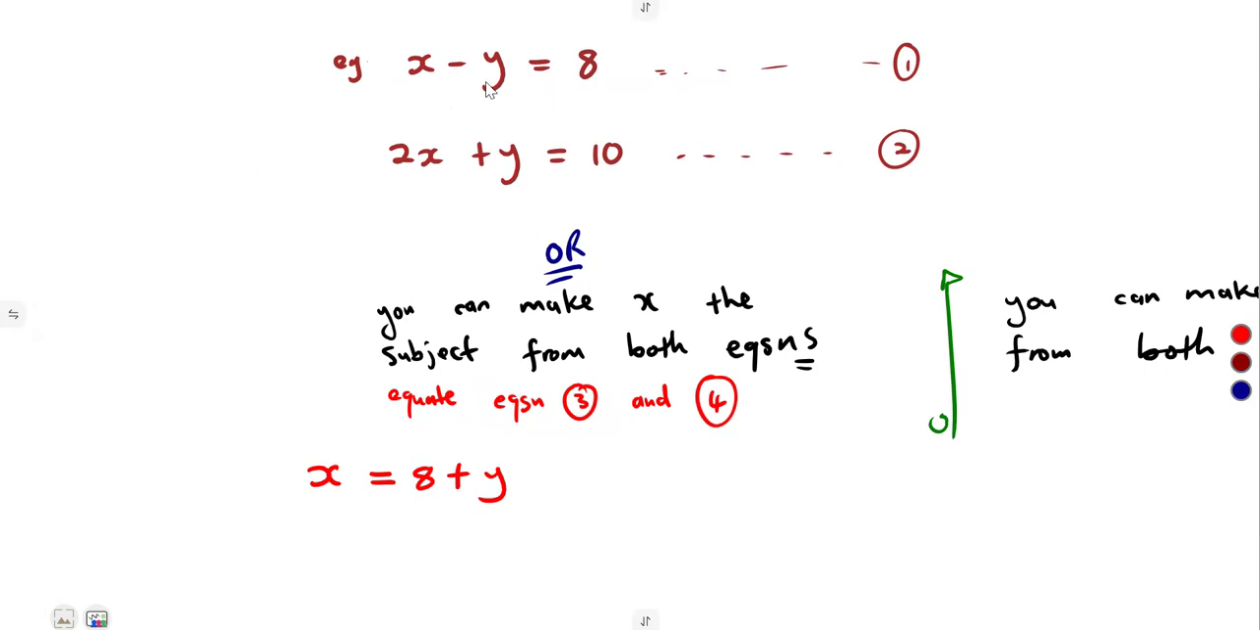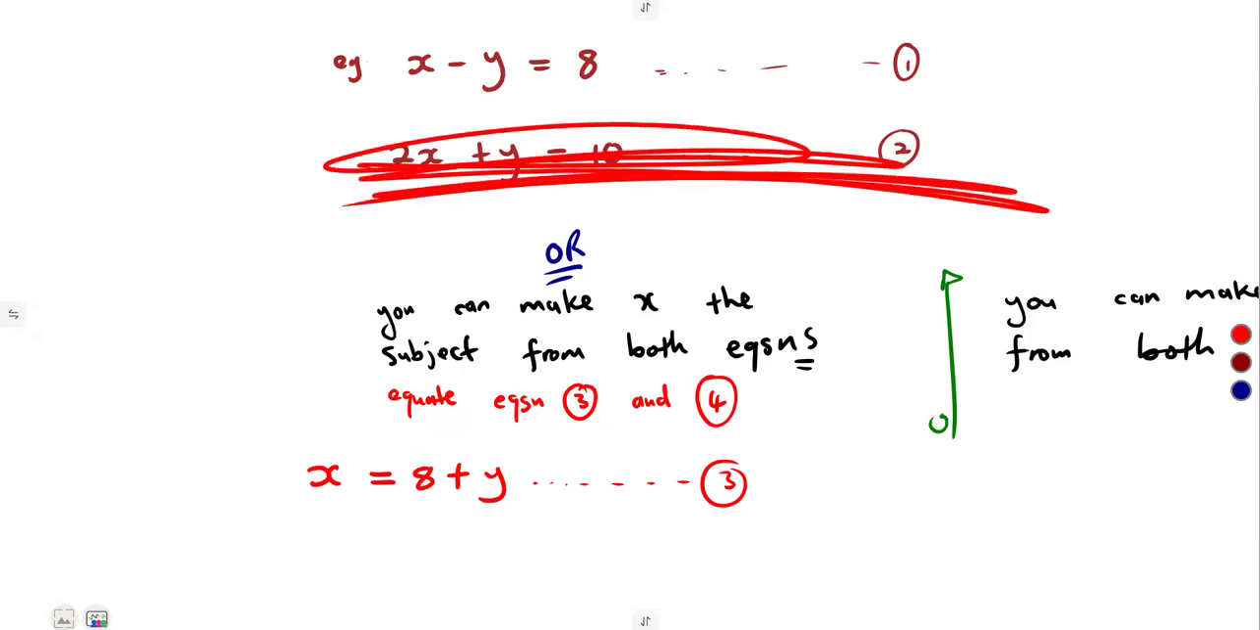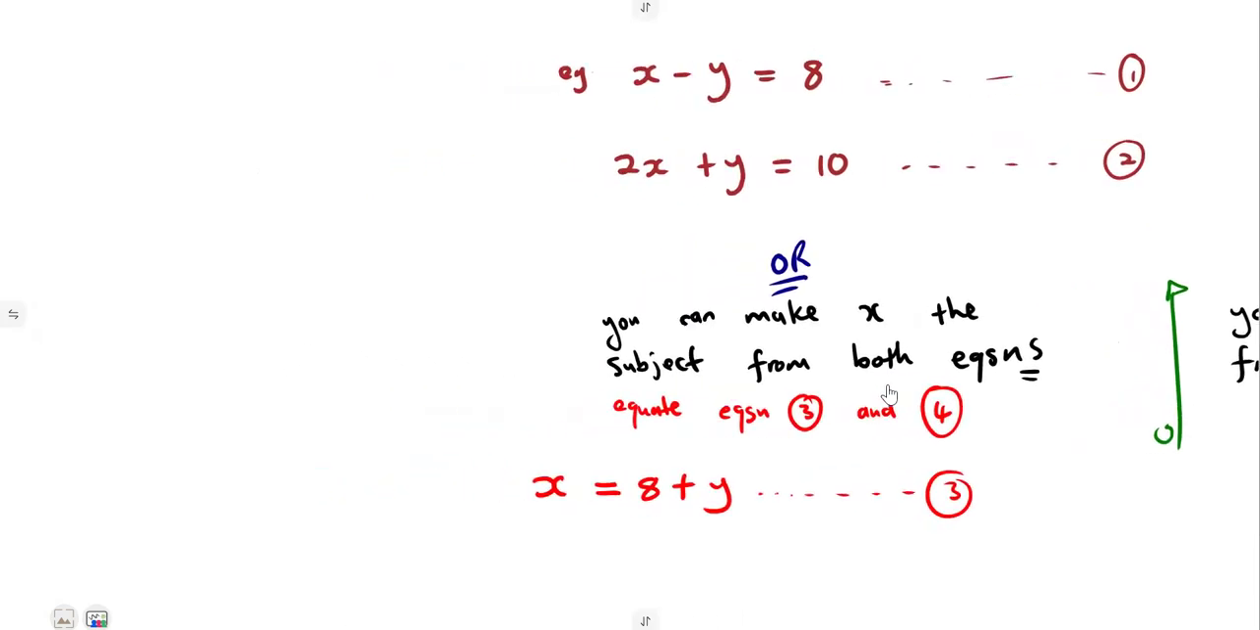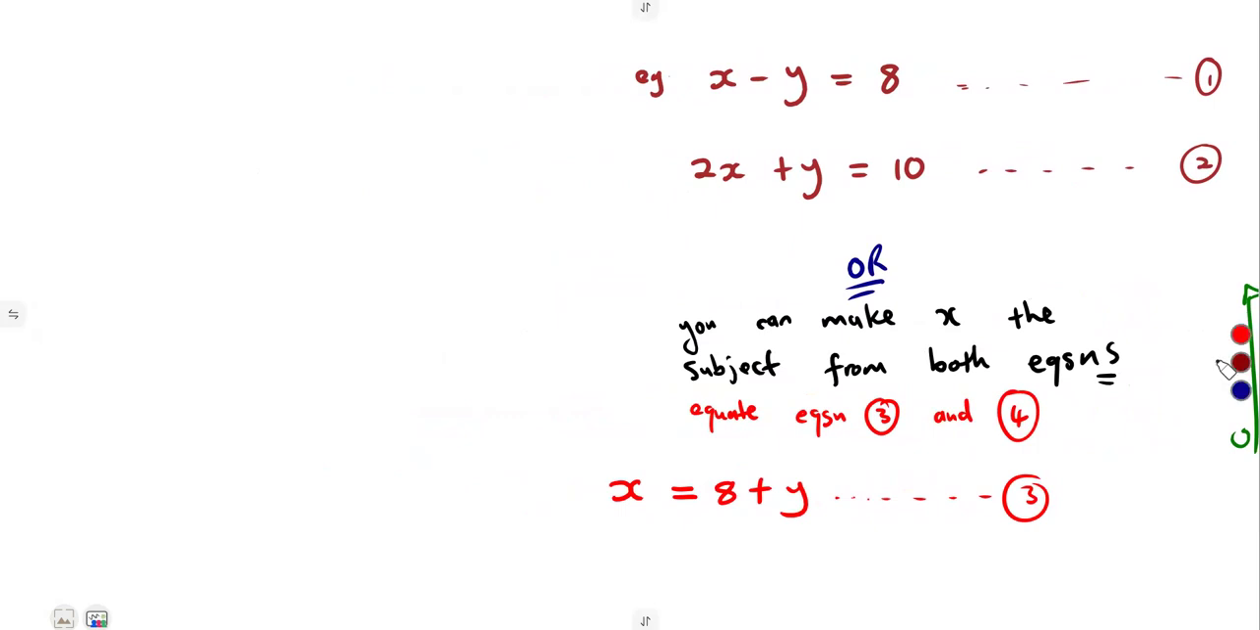Remember, 8 is already on the right-hand side. So this is another equation, which you're going to call equation 3. But I said from both, meaning even equation 2, you must make x the subject of the formula. So let us consider equation 2. X the subject, 2x plus y is equal to 10. 2x, get rid of the y, take it to the other side. It's going to be a negative there. So that's 10 minus y.